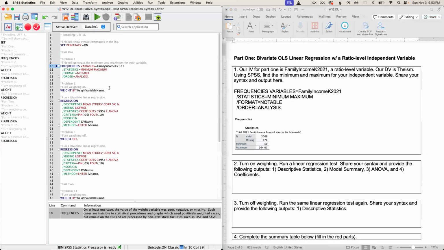So that's right here. I only need to edit two things. The DV name, the dependent variable, again, is theism. And the IV name is the family income one. And then I just click play.